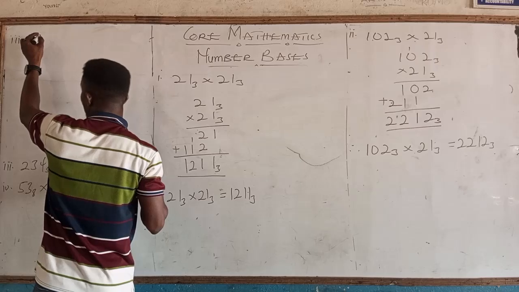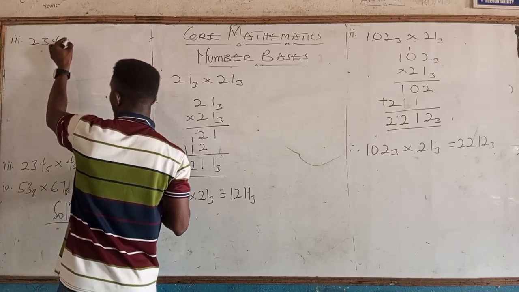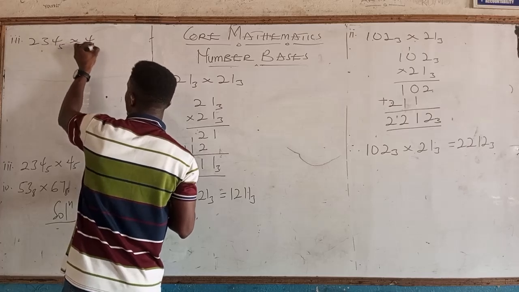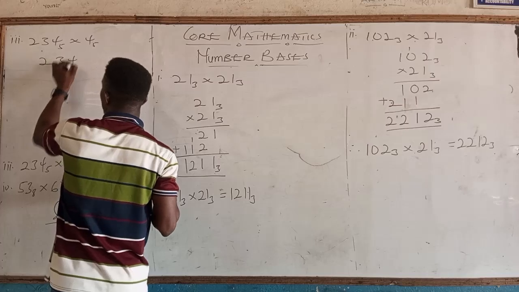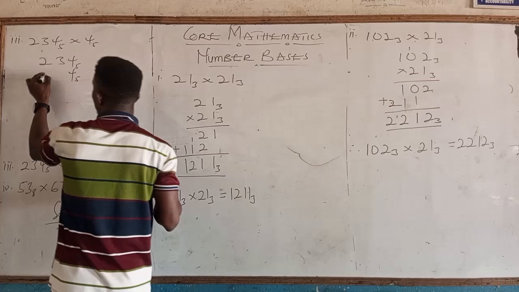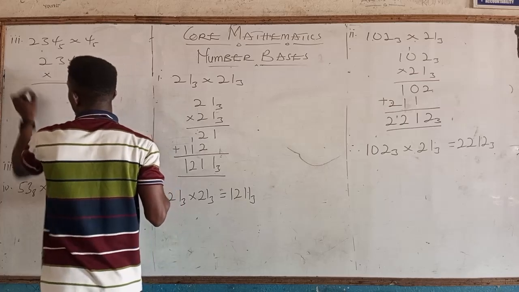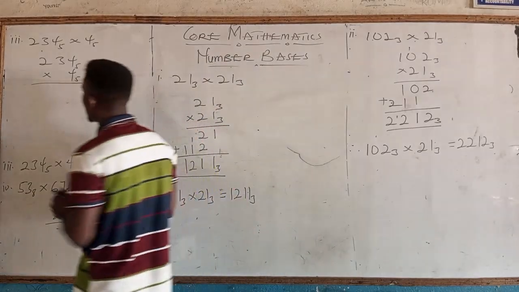So 234 base 5 times 4 base 5. So I'll have 234 base 5 times 4 base 5. And I have the times here. So please, this one you can pause and try and see if you are going to get it.